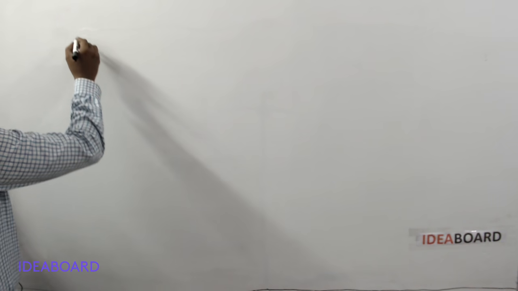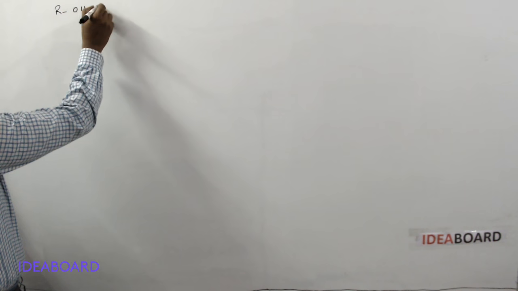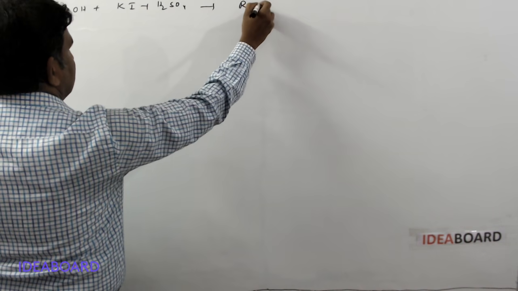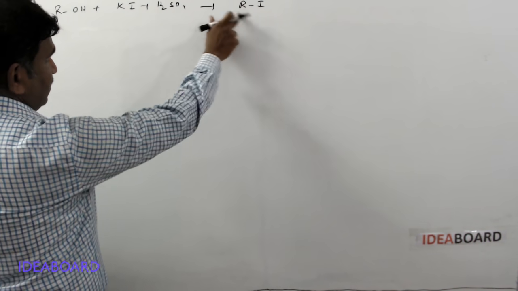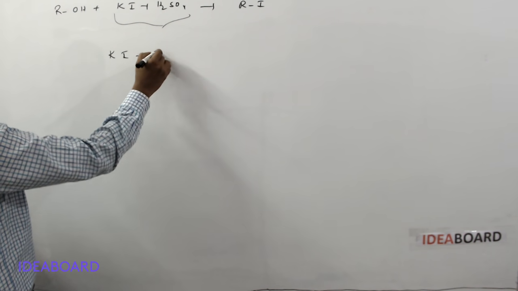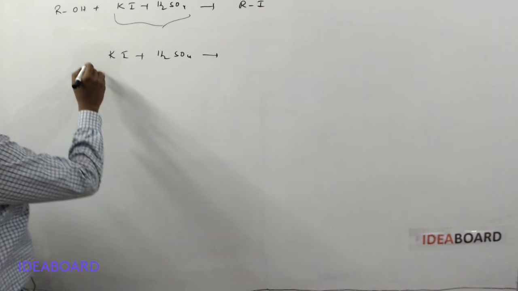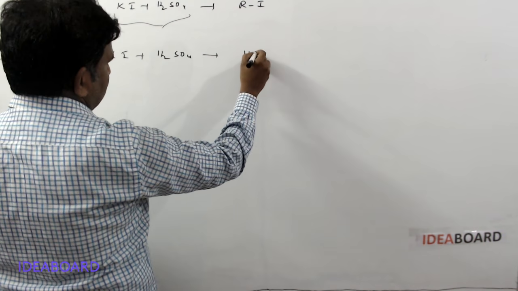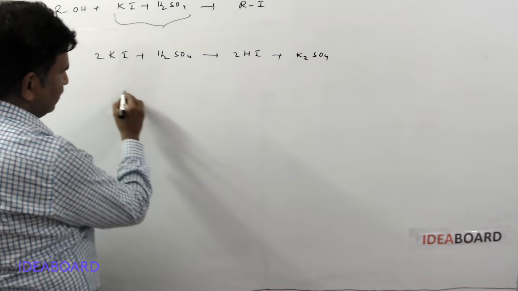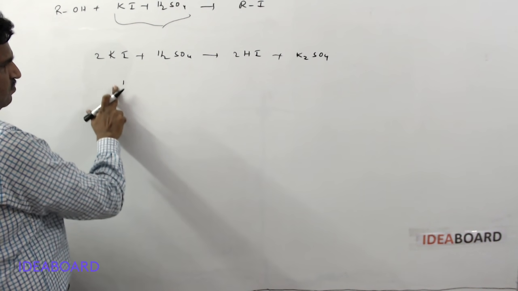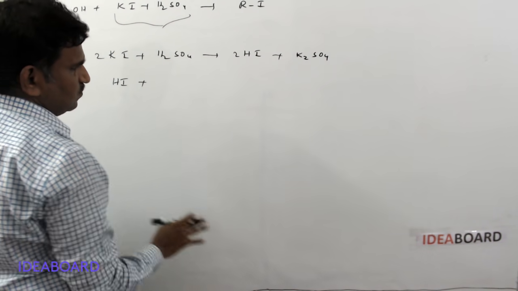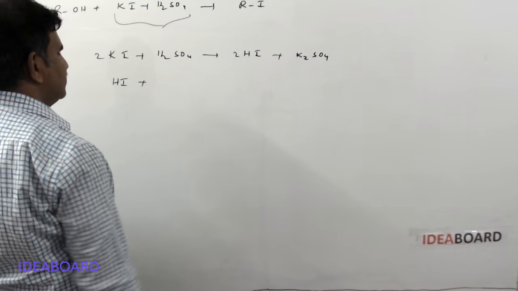Sometimes they may ask this question: why are alcohols not reacting with a KI and H2SO4 mixture to prepare alkyl iodide? Why are we not using this KI and H2SO4 mixture? Please remember, KI and H2SO4 combine to form HI and K2SO4. Up to this reaction is okay. First it forms KHSO4, next it forms K2SO4. Two molecules reacting, so finally you will get K2SO4.